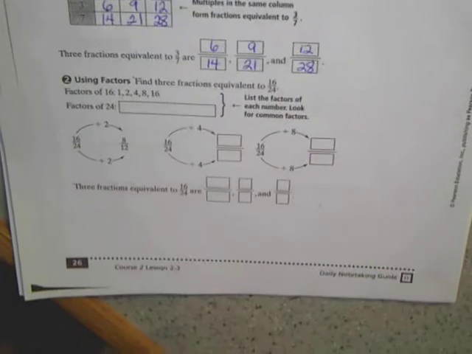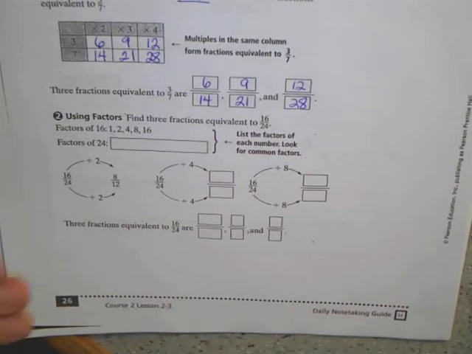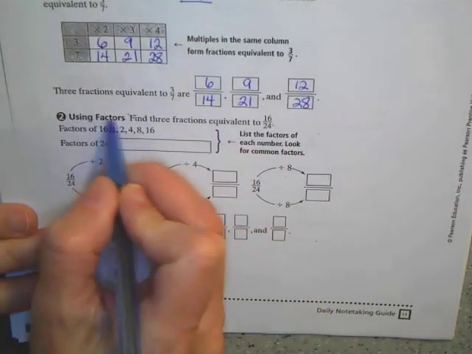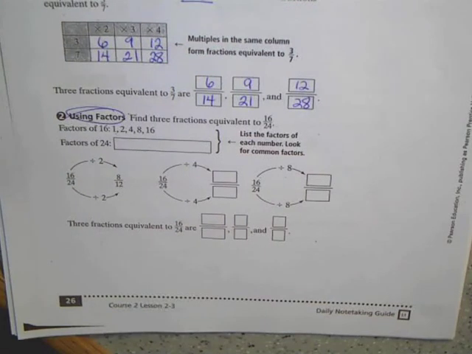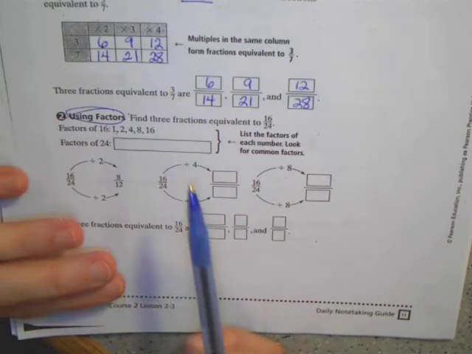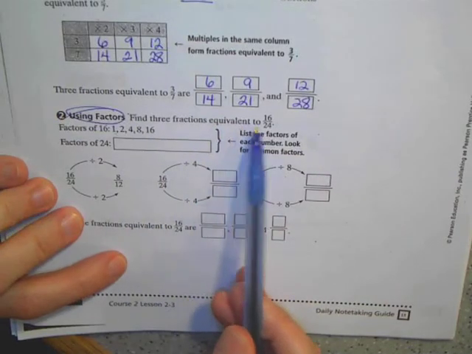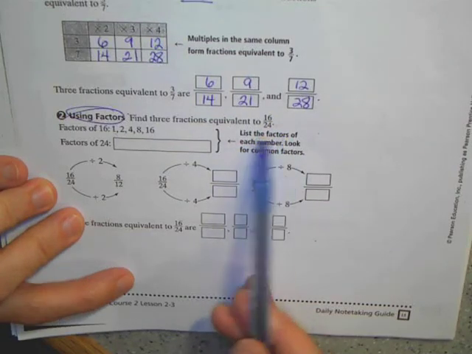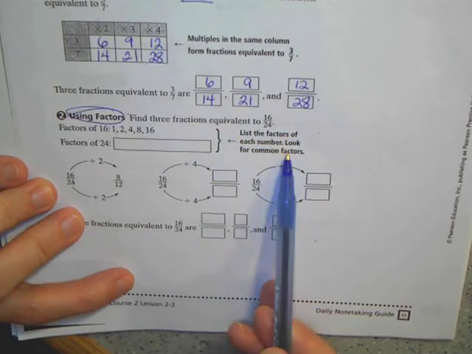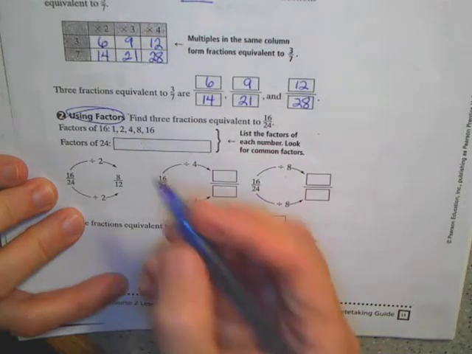Okay, we can also find equivalent fractions by using factors, which means we'll actually be dividing to get some equivalent fractions. So we want to find 3 fractions equivalent to 16/24. The first thing we want to do is list the factors of each number and look for common factors.